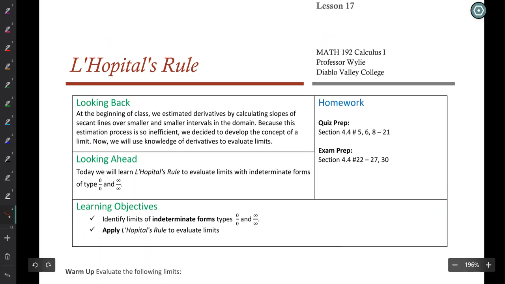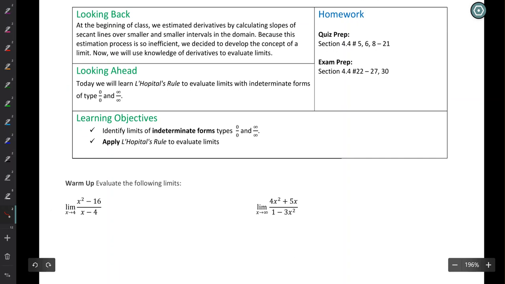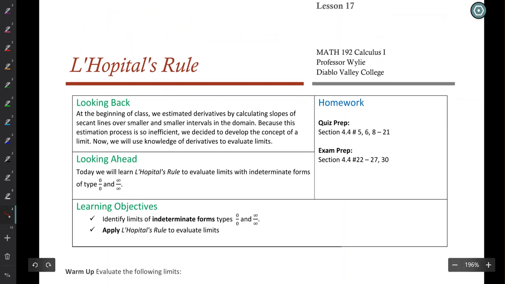In this video, we're going to go ahead and set the stage for L'Hopital's rule, talk about what we're going to learn in this whole lesson, and then do the warm-up. All right, so L'Hopital's rule.